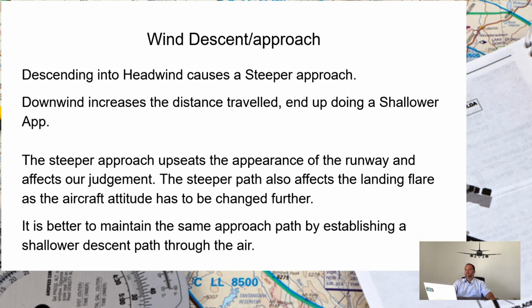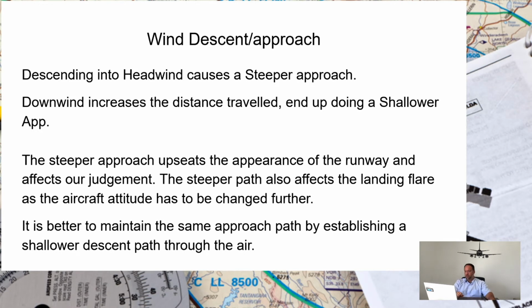When descending on approach, descending into headwind causes a steeper approach. Downwind increases the distance traveled, and you end up doing a shallower approach. With a shallower approach you're going to have a smaller pitch. When you have a steeper approach, you're going to have a much higher pitch.